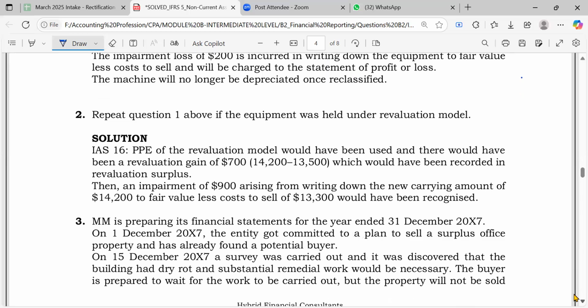Okay. Great, great. Wow, this is nice. Then let's go to number 2. Number 2, what does it say? It says repeat question 1 above.